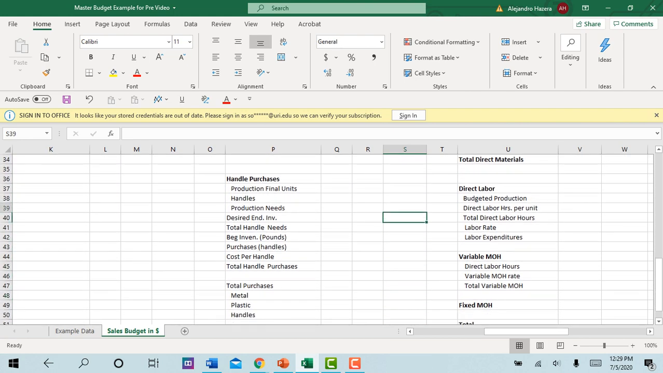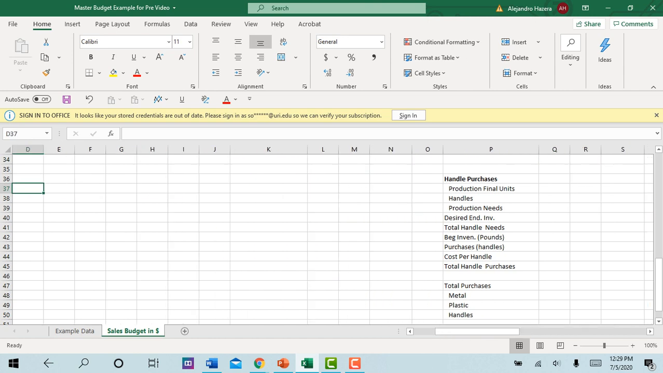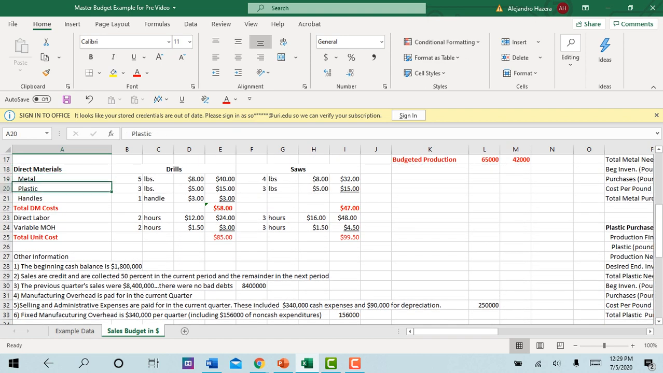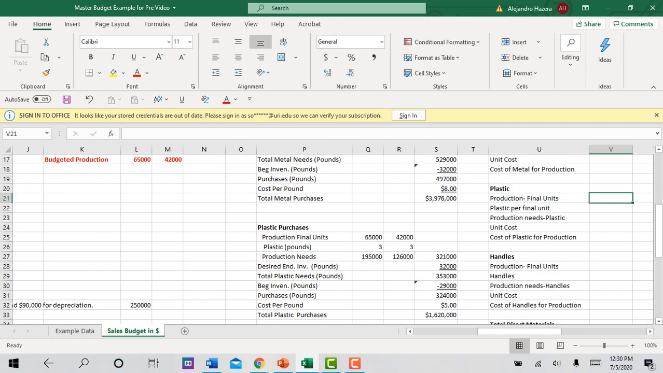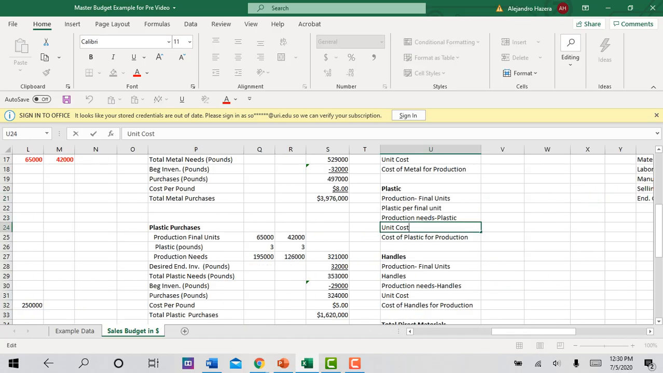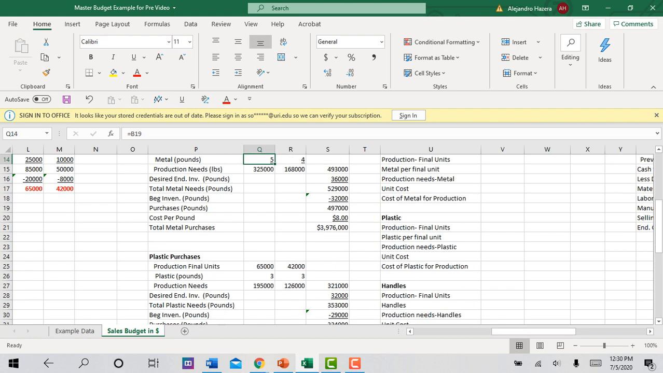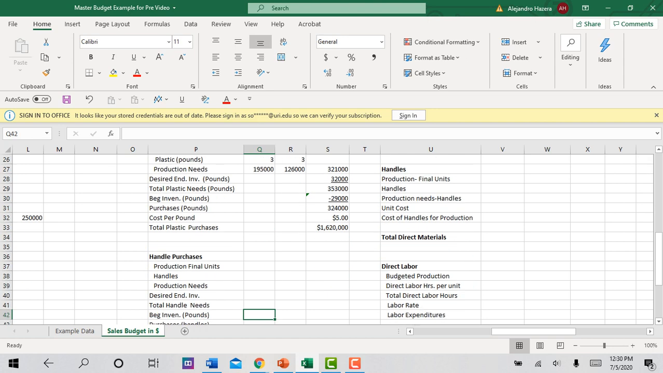Okay, and then finally handles. Now keep in mind, remember that if I recall here, handles only went into, which one of these two products? Handles only go into drills, so we already know that there's only one handle per drill. That's going to make our life easy. There's no handles per saws here. Okay, so for handles, we know it's all drills, so we know that our total production need, go see which column is which. Okay, so it's going to be the second column.